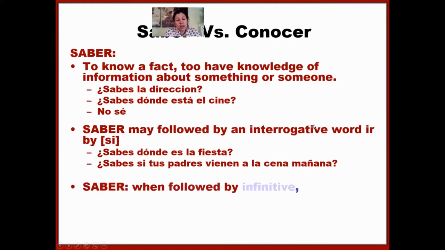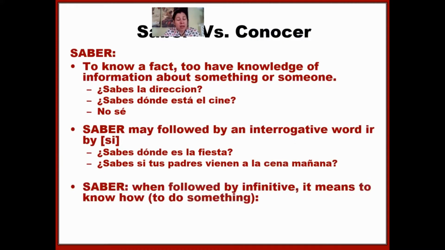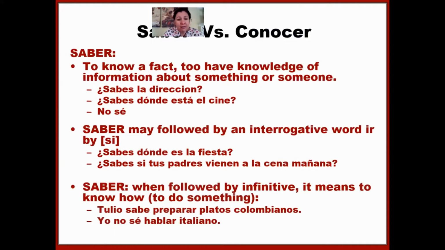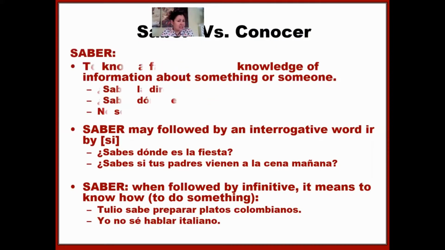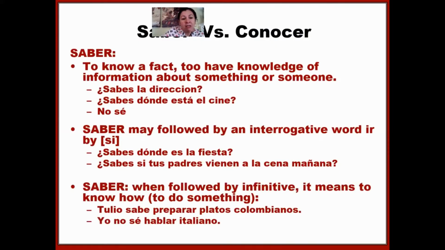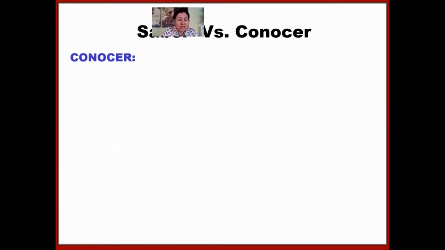Okay? Saber may be followed by an infinitive, and in that case, it means to have the ability, to know how to do something. So, Tulio sabe preparar platos colombianos. Okay? Yo no sé hablar italiano. Yo sé hablar inglés. Yo sé hablar español. Saber. That's saber. Okay? Now, let's go with conocer.